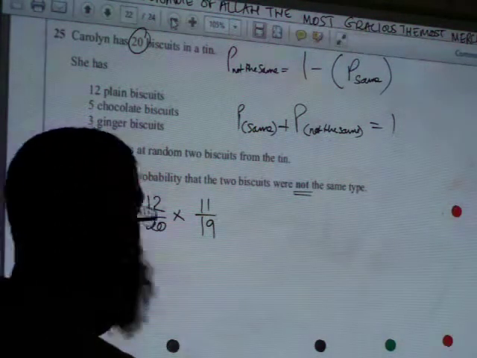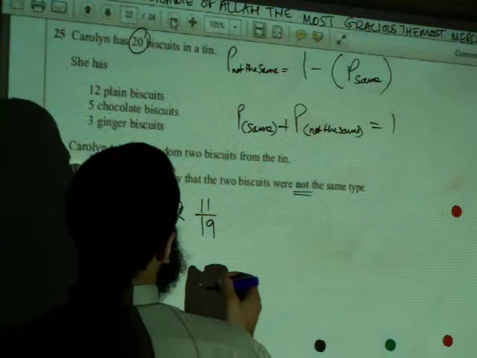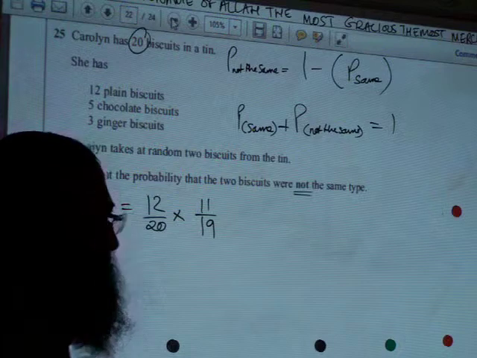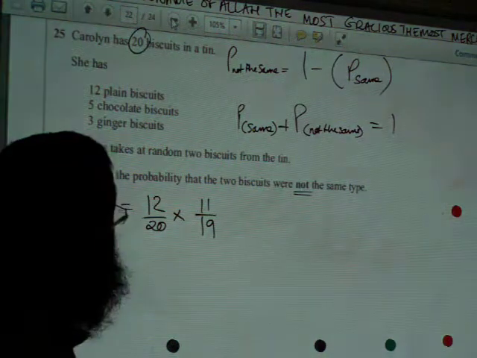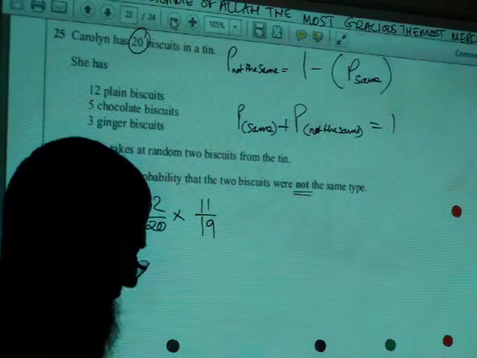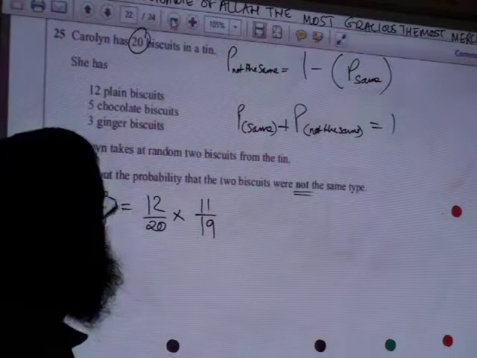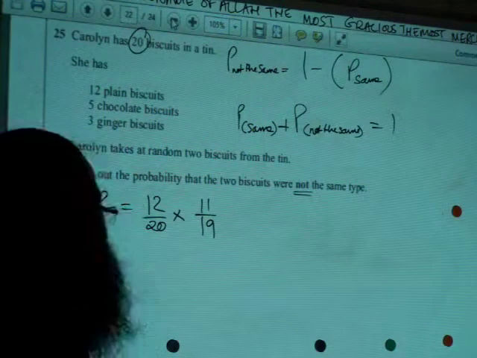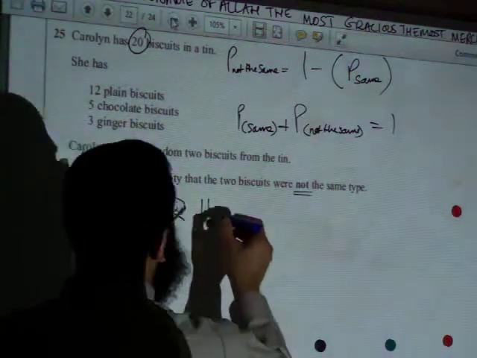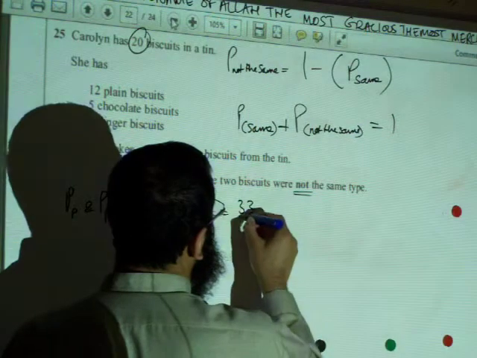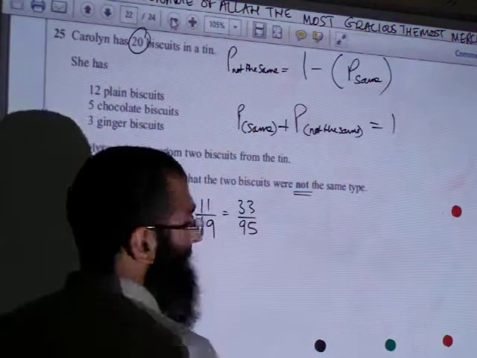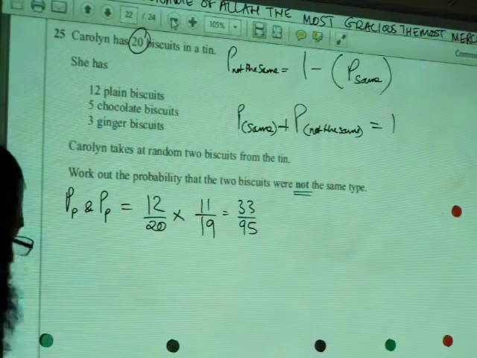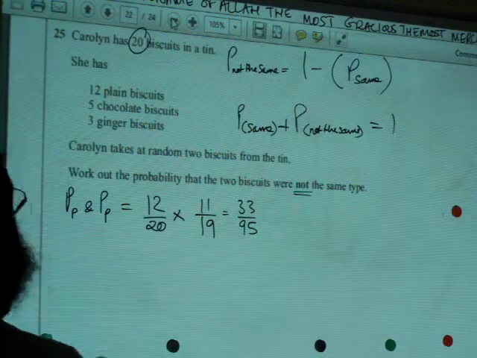Okay, now similarly, let's do the probability of the chocolate ones. Let's do a different color again. Change color. Okay, now we haven't worked that out yet. Can somebody give me a quick calculation for that? Give me a fraction, please. That gives us what? 33 over 95. Happy with that, Isa? Got that too? Okay, now the next one, please.